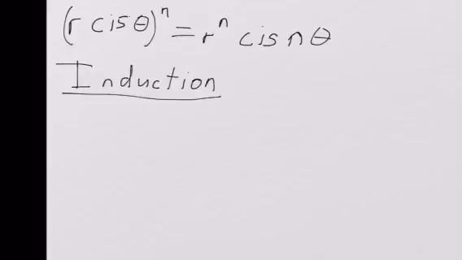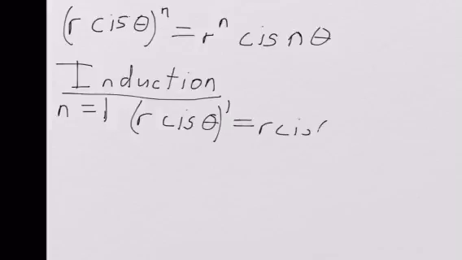So we want to start with a base case. We're going to let n equal 1. So if n is equal to 1, then r CIS theta to the first power is equal to r CIS theta, which is equal to r to the first CIS 1 theta. So that's all fine and dandy if n is equal to 1.